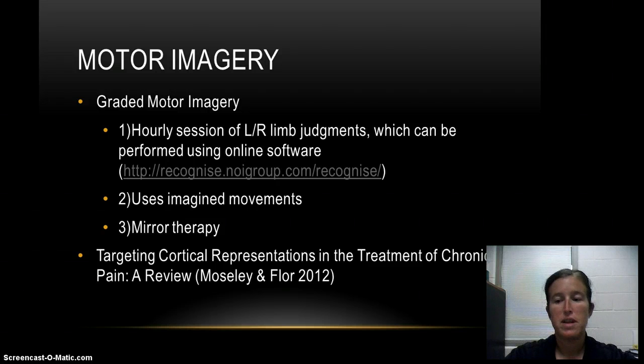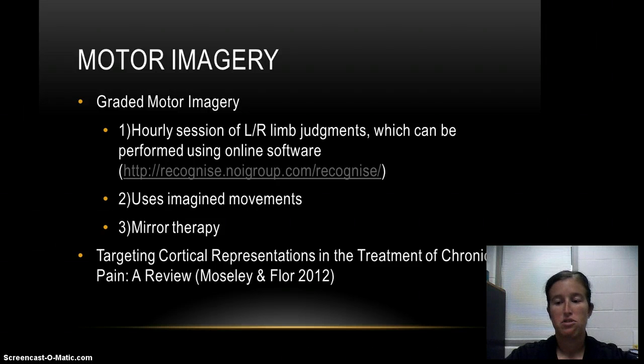The left-right discrimination is thought to be that patients in chronic pain lose the ability to differentiate where the pain actually is. So training them to know what side it is on is important to the recovery process. And graded motor imagery is also recommended for patients in the chronic pain state.